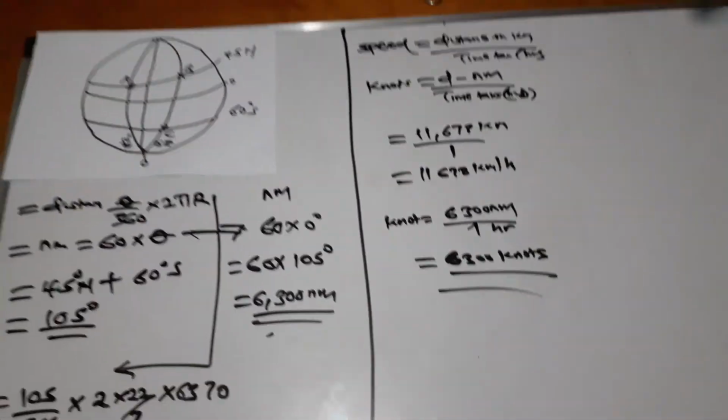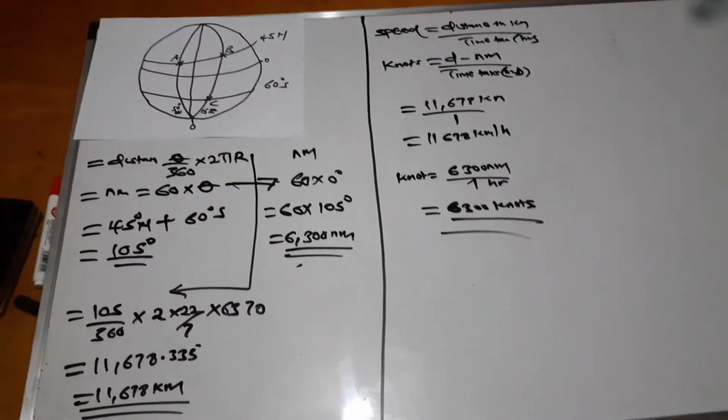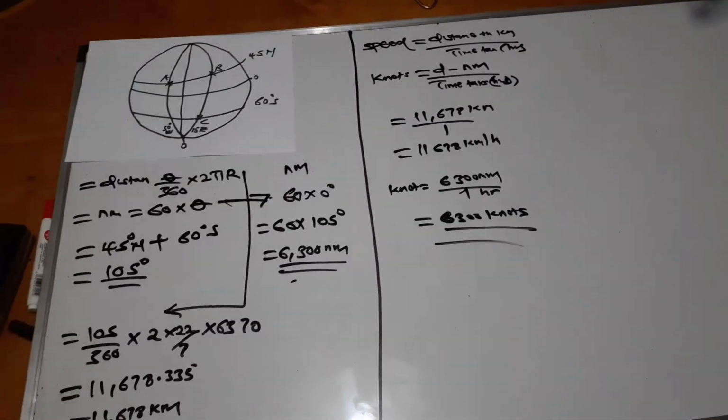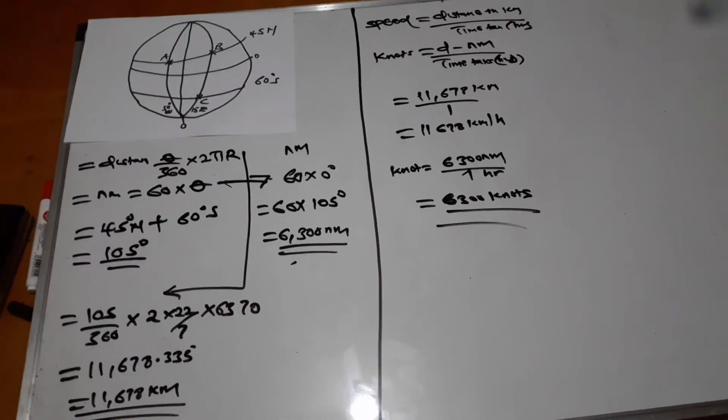So there you have it. You can check it from above how you've done it. The distance between B and C. So this was the distance between B and C, and we have arrived at that answer.